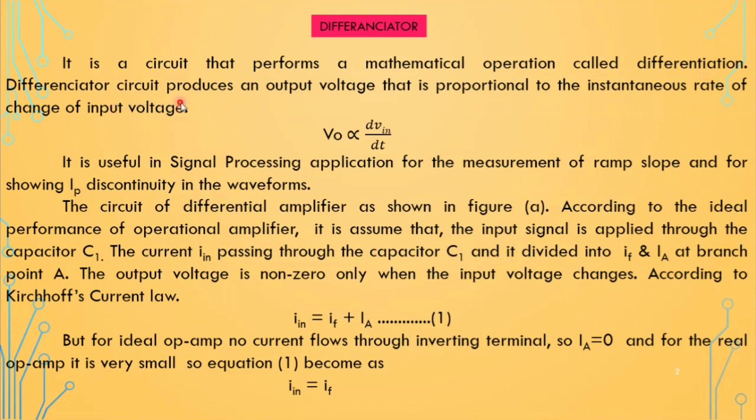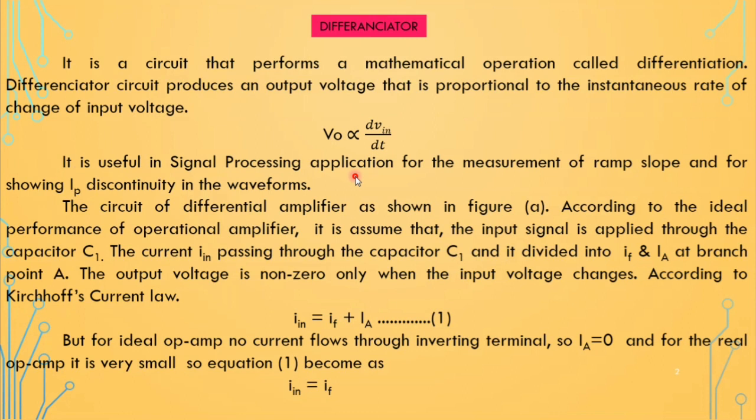The differentiator circuit produces an output that is proportional to the instantaneous rate of change of input voltage. So this V0 is the output voltage, which is directly proportional to the instantaneous rate of change of input voltage. Here, when the input voltage changes, the output voltage changes simultaneously. It is useful in signal processing applications.